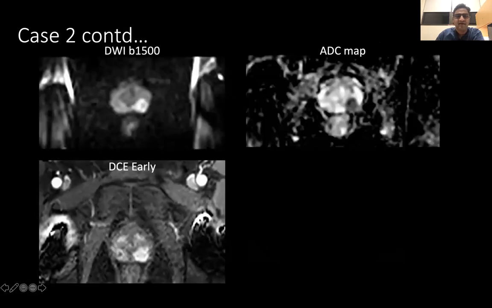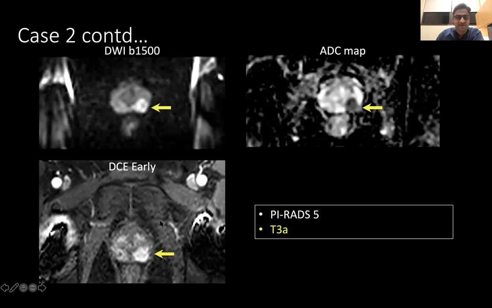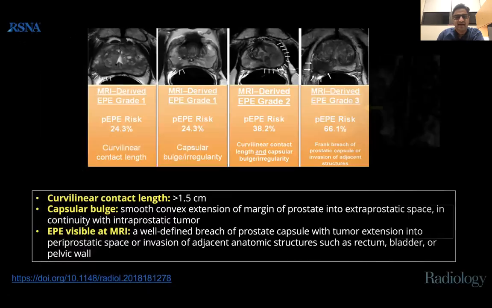And on the functional imaging, the diffusion weighted imaging, we can see that there is a bright signal here, dark signal here, consistent with marked restricted diffusion, and there is also early arterial enhancement. So this is a PI-RADS category 5 lesion, with T3a staging. And extracapsular extension on MRI has always been a contentious issue.